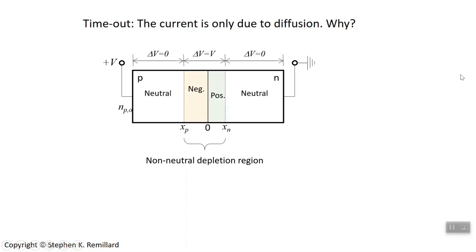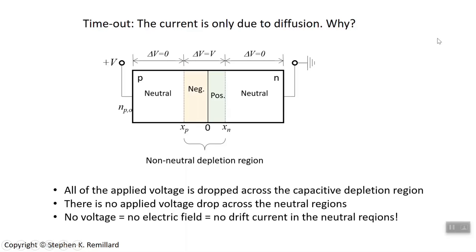And you can make that argument several ways. You can make that argument with Gauss's law, or the way I just did. But there's no voltage drop across the neutral regions, and the bulk of a semiconductor is neutral. So if there's no voltage drop across a neutral semiconductor, there's no electric field inside. And if there's no electric field inside, then there's no drift current, because drift current is proportional to electric field. So you can argue that any current we see is from diffusion.